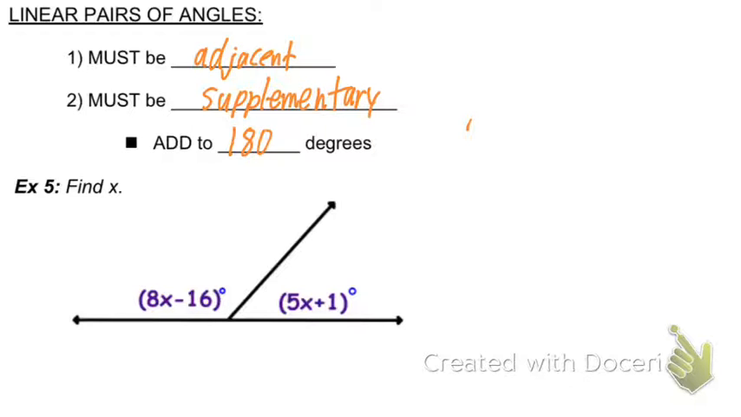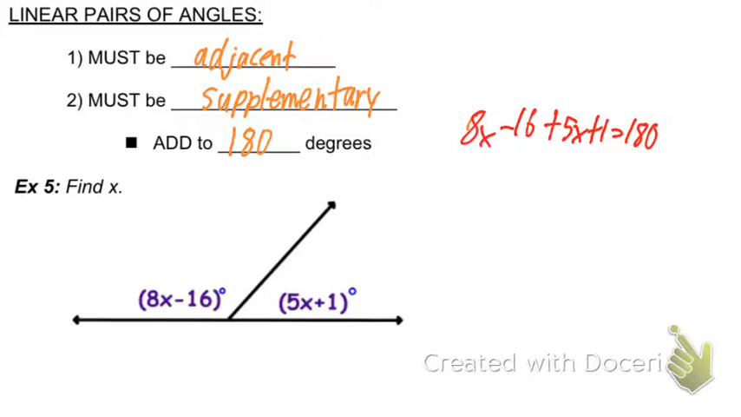So here on example 5, when we're asked to find x, and we're told 8x minus 16 is the left angle, 5x plus 1 is the right angle, and it looks like these make a straight line, they're a linear pair, because they're adjacent, they share this vertex, they share this side, and they add up to 180. So what we're going to do to solve our equation here is, since they add up to 180, we're going to add them to 180. Really creative, isn't it? So 8x minus 16 plus 5x plus 1 equals 180. Once again, we're going to add them to 180 because they're supplementary, which means they add to 180.